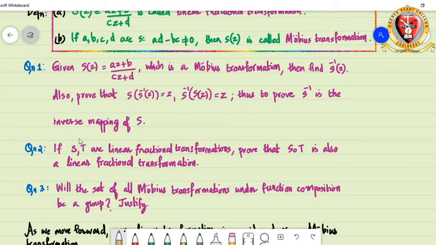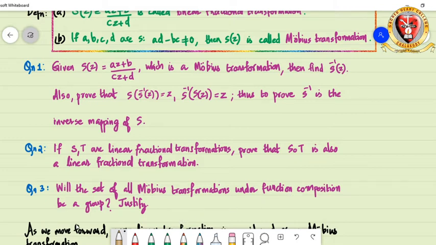The second question is also a simple question which you can prove very easily. Suppose you are given two linear fractional transformations S and T. Prove that their composition S composition T is also a linear fractional transformation. To prove it, just take S of Z equal to (AZ plus B) divided by (CZ plus D) and T to be (alpha Z plus beta) divided by (gamma Z plus delta), then find the composition and write the image of that map in the form of a linear fractional transformation. That's it. That's a simple calculative proof.